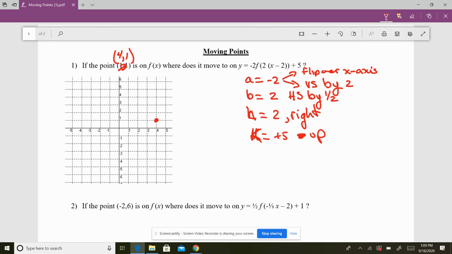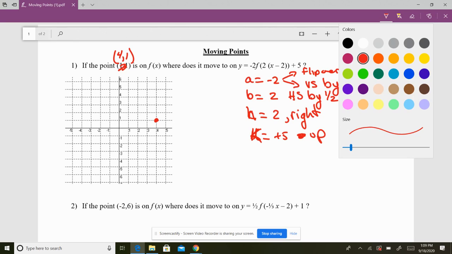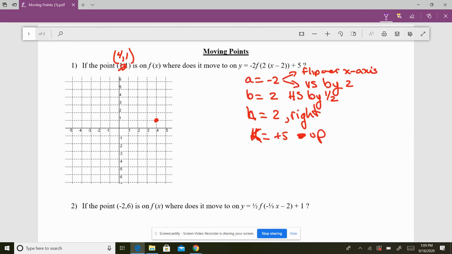Okay, so we can do each one of these to this point physically. So what's the first thing we do? Do the stretches. It doesn't matter if you do A or B, it's your choice. But we'll do A, just because it comes first. We're going to multiply the Y value by whatever A is. So if it has a Y value of 1, we multiply by A, which is -2, we go to -2. So that's where the point moves to after we do the vertical stretch and the flip.